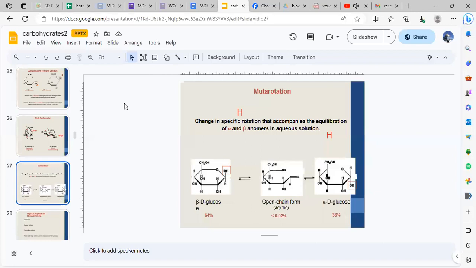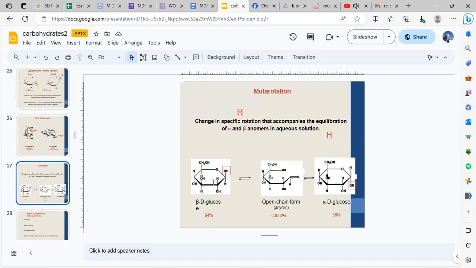So by the way, the Haworth structures here, you have beta D glucose and alpha D glucose. They can transform into one another. So conformational, meaning they can change positions. So this is what you call mutarotation: the change in specific rotation that accompanies the equilibration of the alpha and beta anomers in aqueous solutions.